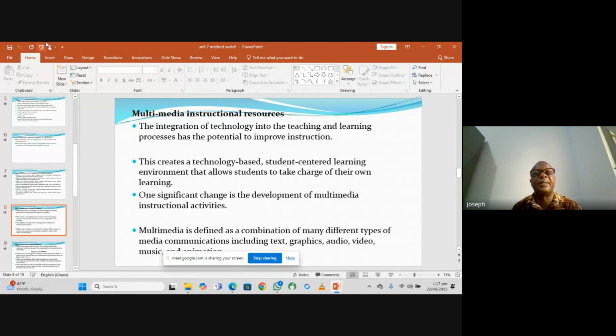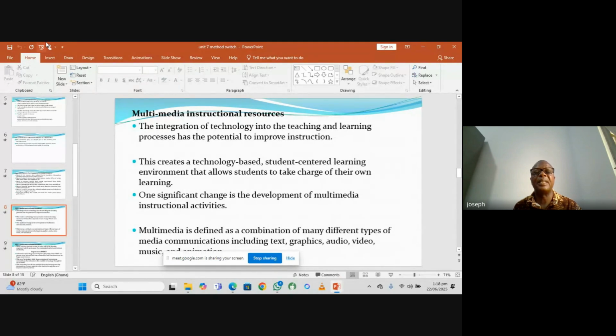Multimedia instructional resources. The integration of technology into the teaching and learning processes has the potential to improve instruction. It creates a technology-based, student-centered learning environment that allows students to take charge of their own learning, because they will search, they will Google, they will use this tool to find information for themselves. So it becomes the onus of seeking for the information, but not you, the teacher, always giving the information to them.